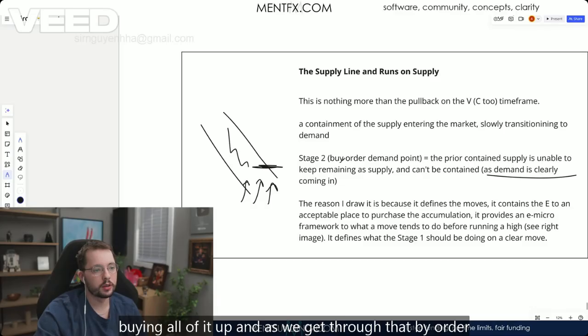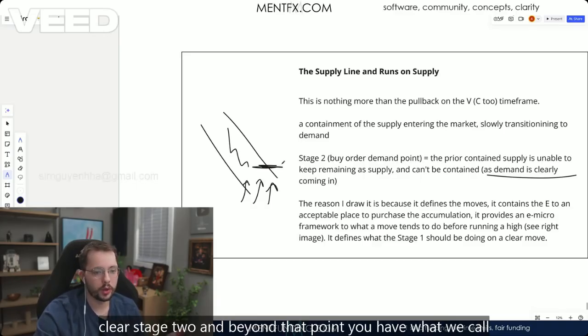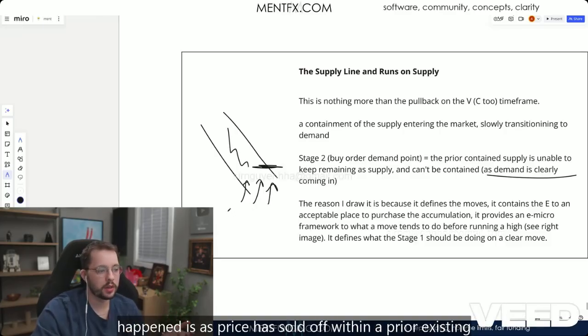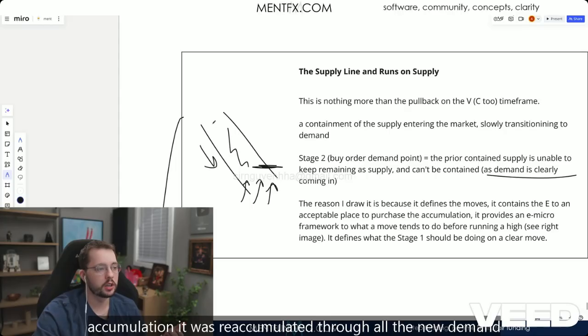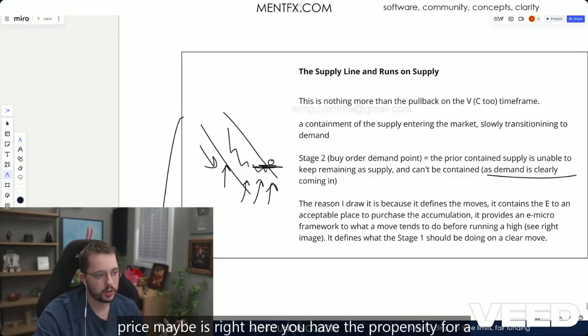And as we get through that buy order demand point, or we kind of come out of there, that is your clear stage 2. And beyond that point, you have what we call a potentially delivering reaccumulation, right? Because what's happened is as price has sold off within a prior existing accumulation, it was reaccumulated through all the new demand that stepped in. And now, with a potential reaccumulation as price maybe is right here, you have the propensity for a delivery.